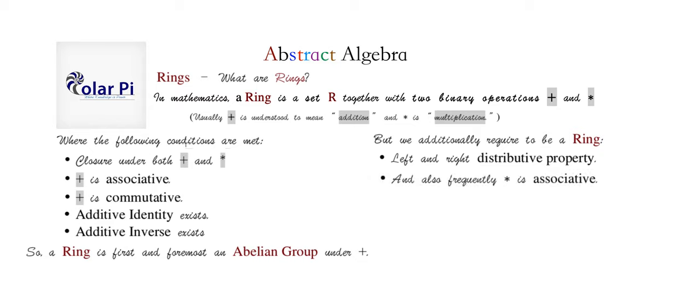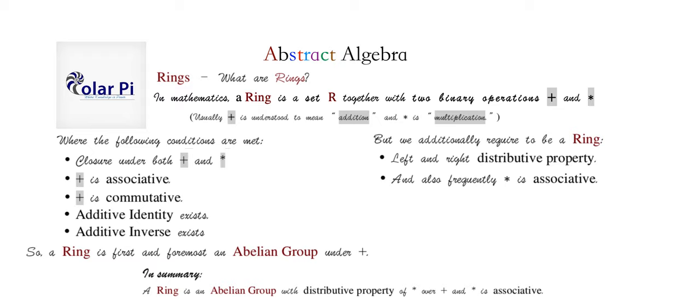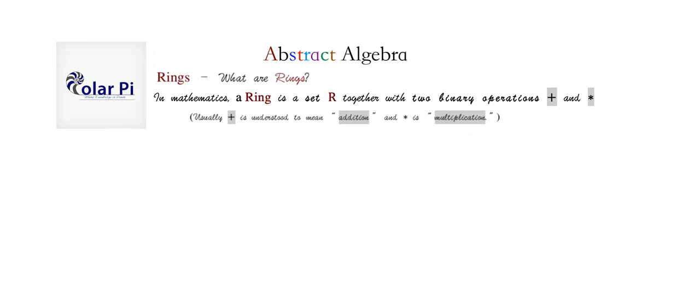And the majority of authors, and therefore the majority of books, will also require that star be associative. So I am saying that there are rings where star is not associative. In fact, our first example will be such a ring, yeah? Okay, cool. So in summary, a ring is an abelian group with the distributive property of star over plus, and star is associative. So these additional 2 requirements plus abelian group under addition, right? And when I say abelian group here, I mean under addition, but I've already spelled that out here, right? Okay.